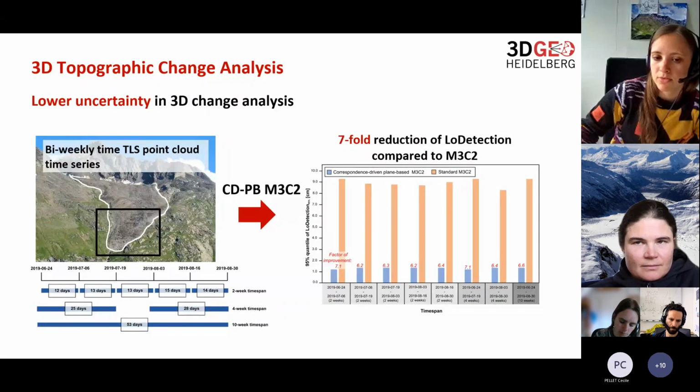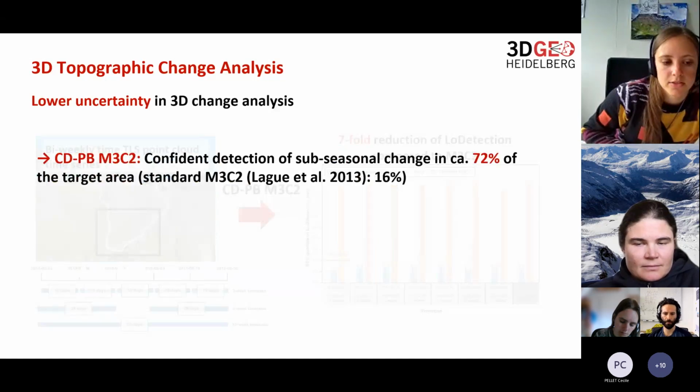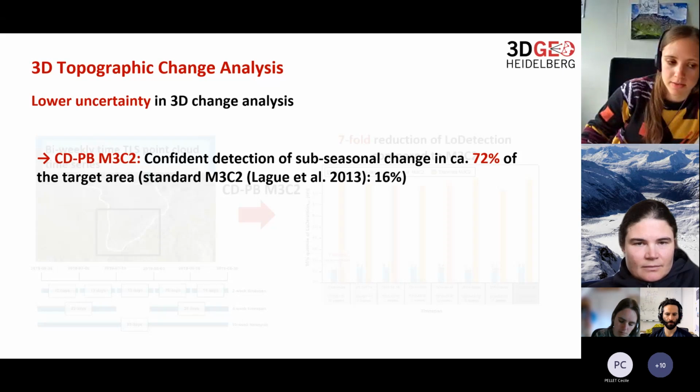So we compared it also to the baseline method, and in this lower front area of the rock glacier, we could still derive significant change in around 70% of the area that we investigated, whereas the baseline method was only able to do so in around 16% of the area. And now I would like to hand over to Lea again to take a look at the results.